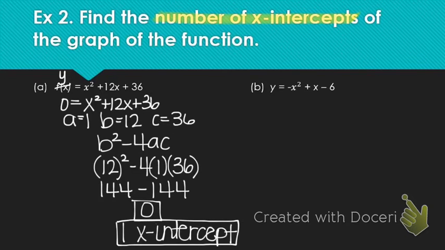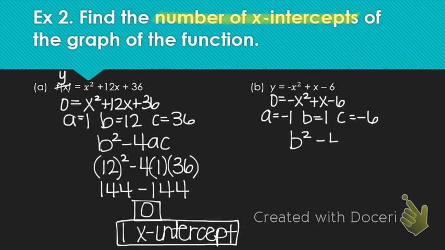Now look at letter B. We need to change the y to a what to start? To a 0. So 0 equals negative x squared plus x minus 6. Are we able to identify A, B, and C? A equals negative 1. B equals positive 1. And C equals negative 6. All right, give me the discriminant.